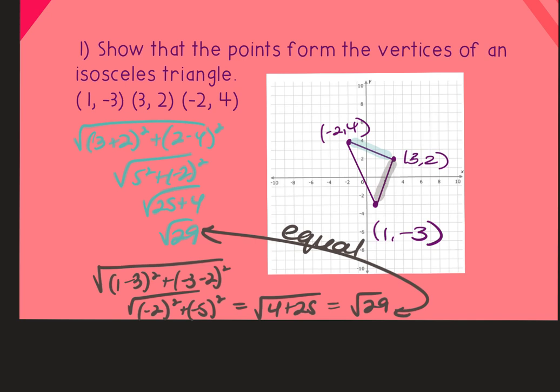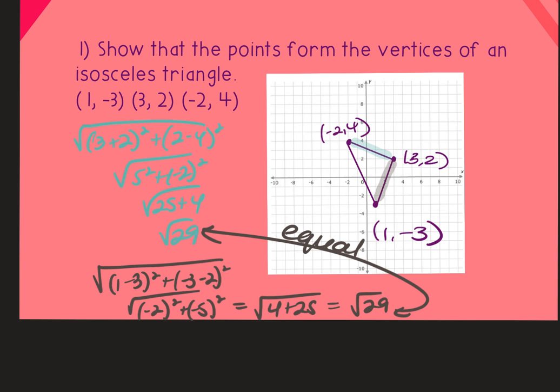All right, so for number one, it said to verify that it was an isosceles triangle. So it's already telling you it's isosceles. It wants you to show it, or verify, and that means find the lengths of the sides and show that two are the same. The benefit of plotting it is you can narrow down. I don't have to try all three sides.